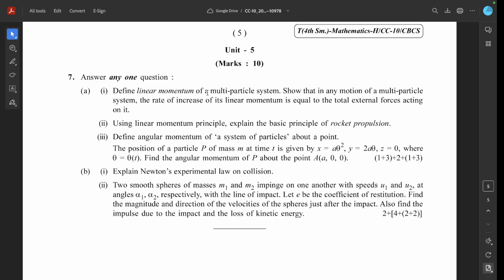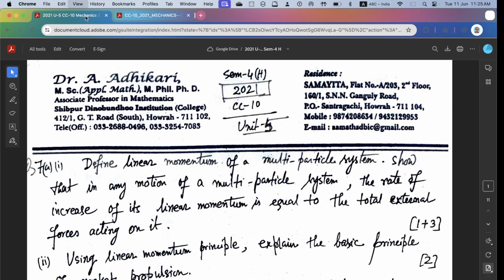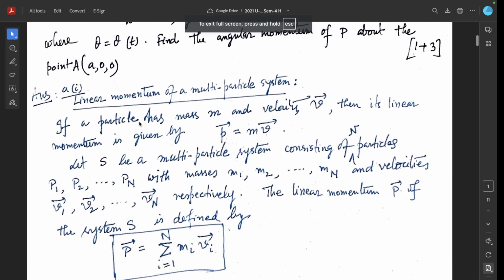Define linear momentum of a multiparticle system so that in any motion of a multiparticle system, the rate of increase of its linear momentum is equal to the total external forces acting on it. Linear momentum of a multiparticle system: if a particle has mass m and velocity v vector, then its linear momentum is given by p vector equal to mv vector. This is for the single particle.